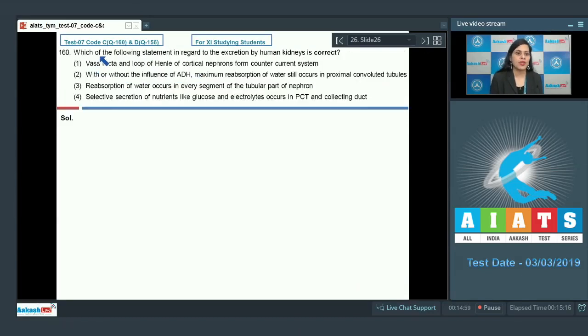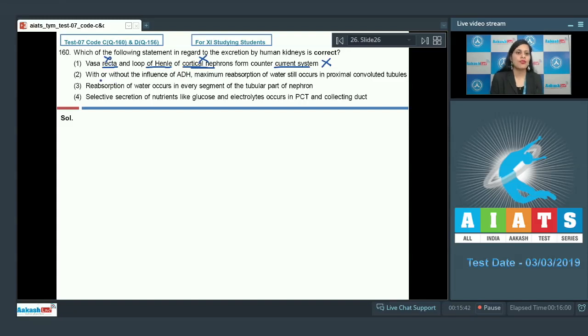Question number 160. Which of the following statements in regard to the excretion by human kidneys is correct? The very first statement is vasa recta and loop of Henle of cortical nephrons form countercurrent system. And as it is an incorrect statement, so this cannot be a correct answer to our question, because vasa recta and loop of Henle of juxtamedullary nephrons and not cortical nephrons form countercurrent system. Cortical nephrons lack vasa recta.